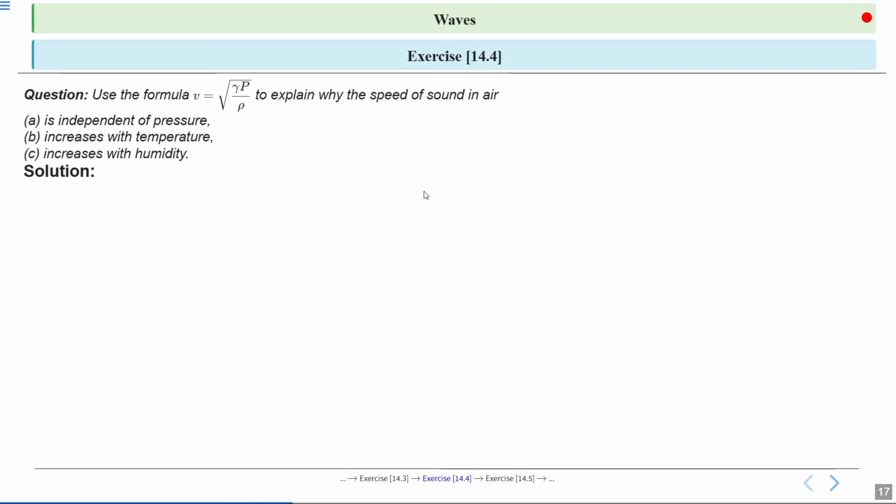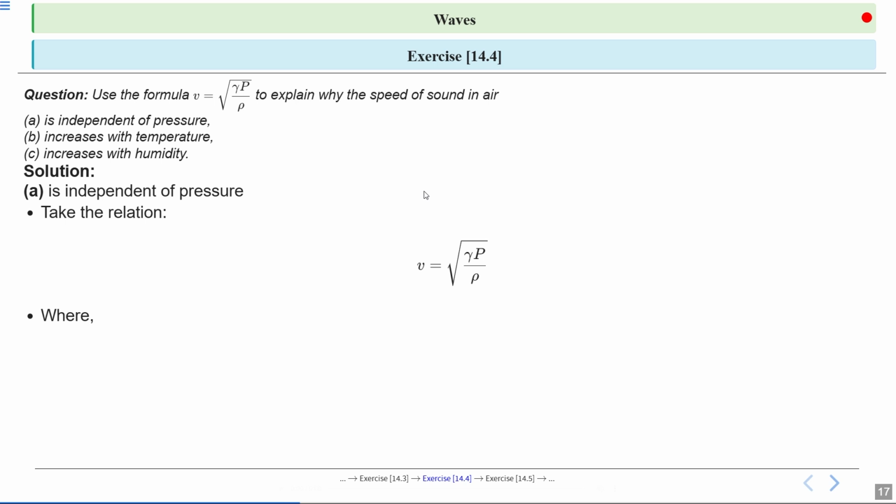Let's start the solution. Let's see why the speed of sound in air is independent of pressure. So let's take the given relation of velocity v equal to under root gamma p divided by rho, which represents the speed of sound in a fluid. Here v is the velocity of sound.